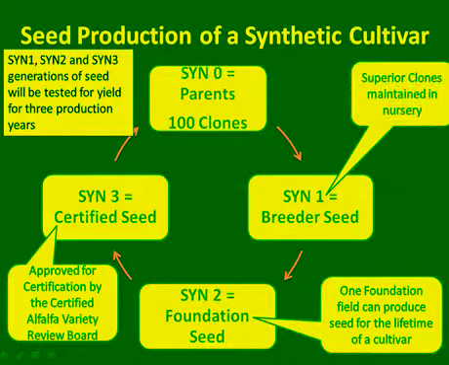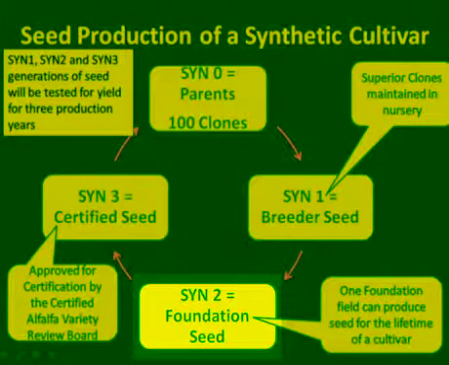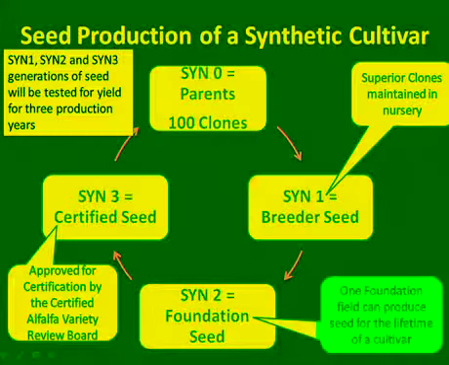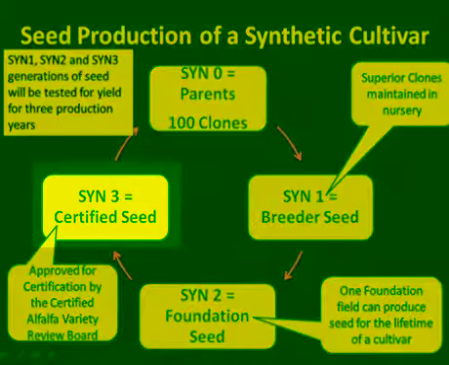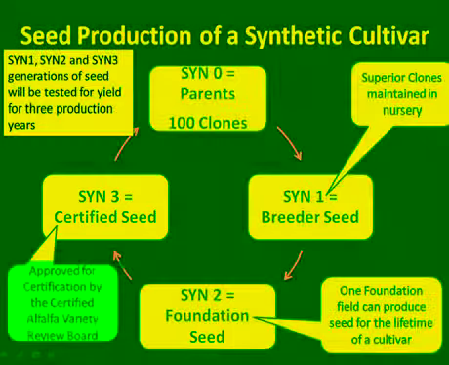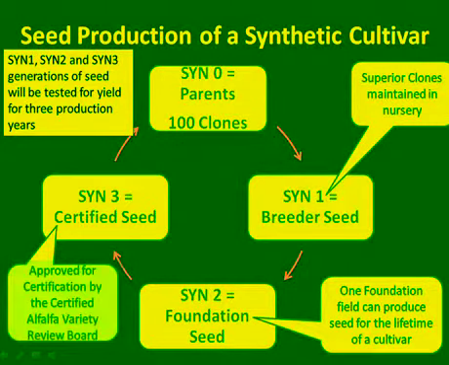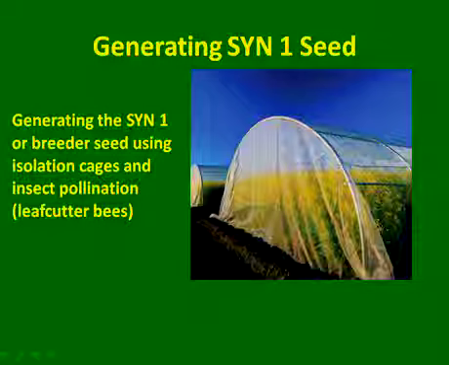So you take your SYN1 seed, or your breeder seed, you would plant that to obtain your SYN2, or your foundation seed. And now remember, one foundation field can produce seed for the lifetime of a variety. You would then take your SYN2 seed, or your foundation seed, and plant that to obtain your SYN3 seed, or your certified seed. And again, that certified seed is approved for certification by the Certified Alfalfa Variety Review Board. And at the same time that you're increasing this seed, you would be testing the SYN1, SYN2, and SYN3 generations of seed for yield.